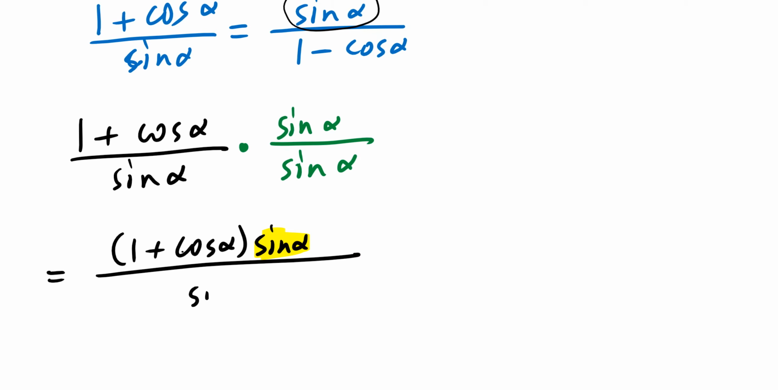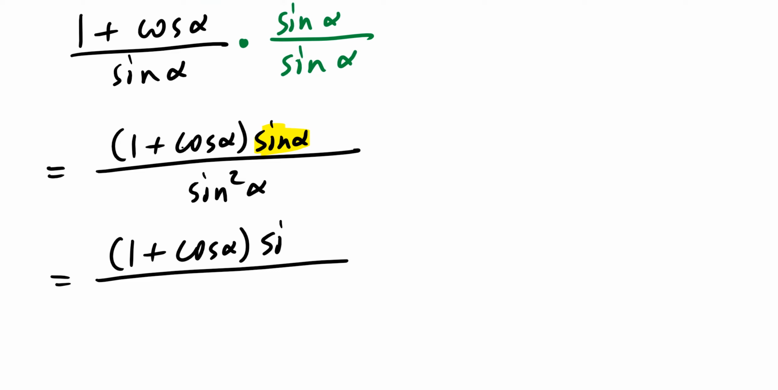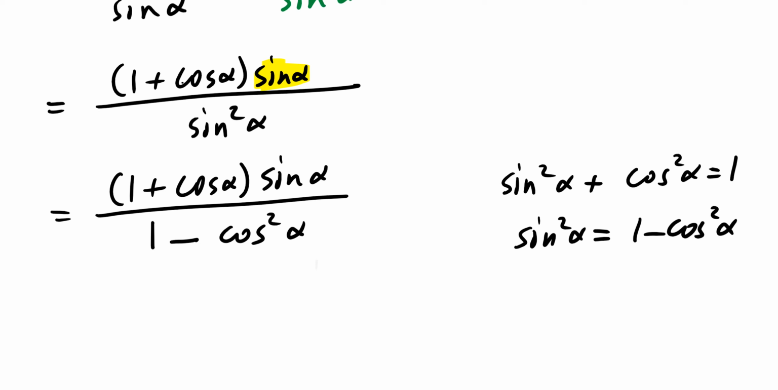Sine times sine in the denominator is sine squared. But keep an eye on the right hand side, the one that I'm trying to prove. It says I need 1 minus cosine. Well, how am I going to get 1 minus cosine? Let's keep this the same for now. I need to write sine squared in terms of cosine. So we know it's 1 minus cosine squared from the Pythagorean identity again. So sine squared is 1 minus cosine squared. That's where that came from.